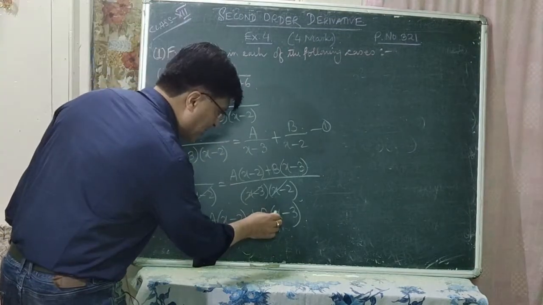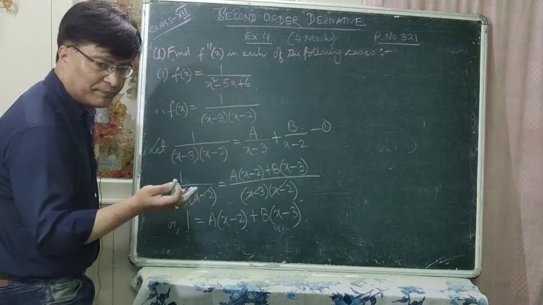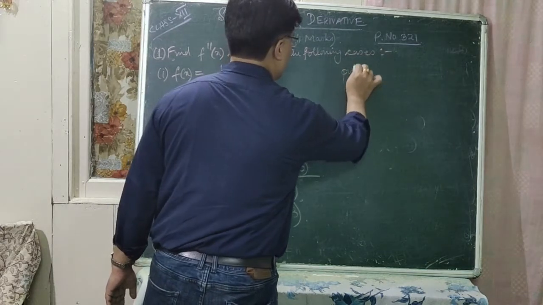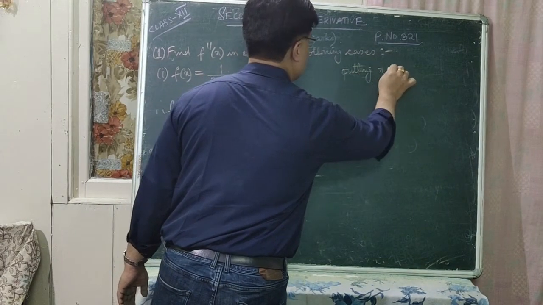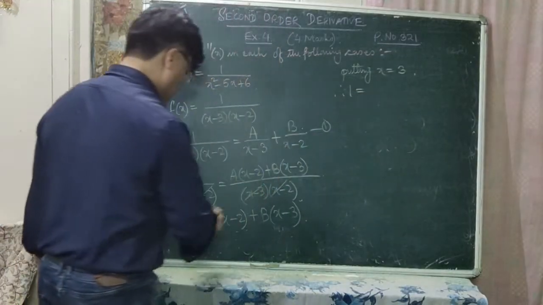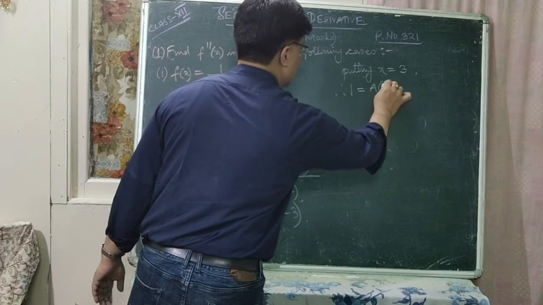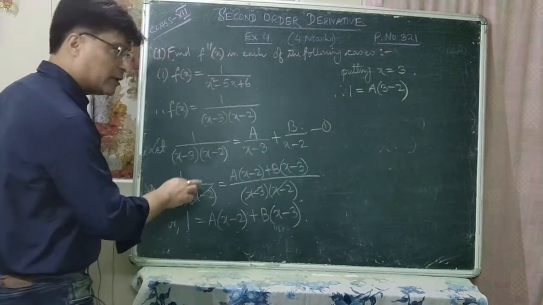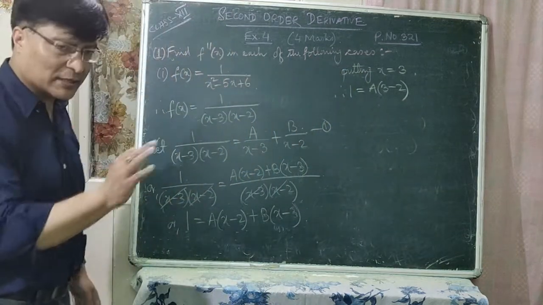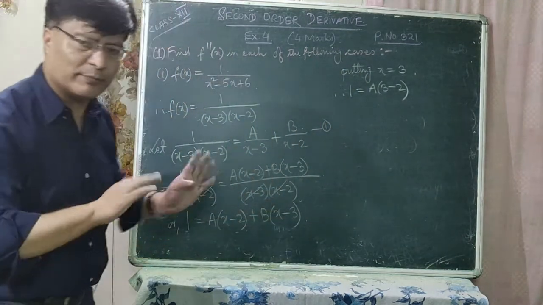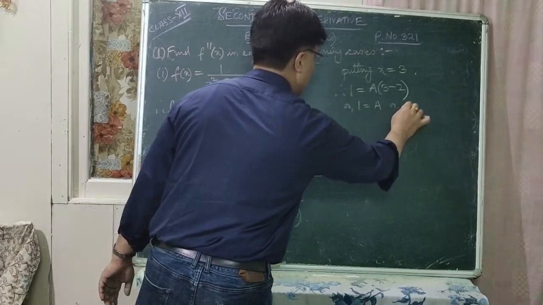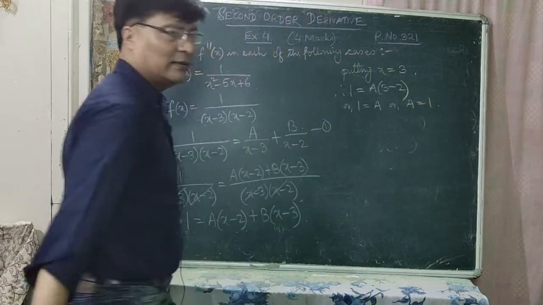So what's the value for x here, so that B into 0 is 0? You can put x is equal to 3, isn't it? So putting x is equal to 3. So what do we get now? So therefore 1 is equal to A into 3 minus 2. But here it is B into 3 minus 3, which is 0. You don't have to write it, because 3 minus 3 is 0, B into 0 is always 0. So what do we get now? So 1 is equal to A, or A is equal to 1, right?